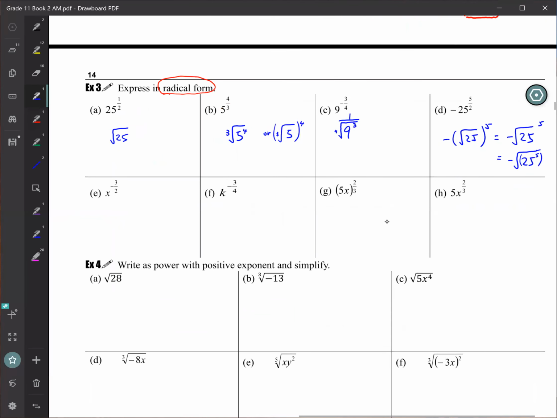Okay, question E, Brennan. 1 over root x to the power of 3. Square root x to the power 3. Okay, so once again, the cube, the 3, you can put it outside or inside. Doesn't matter.